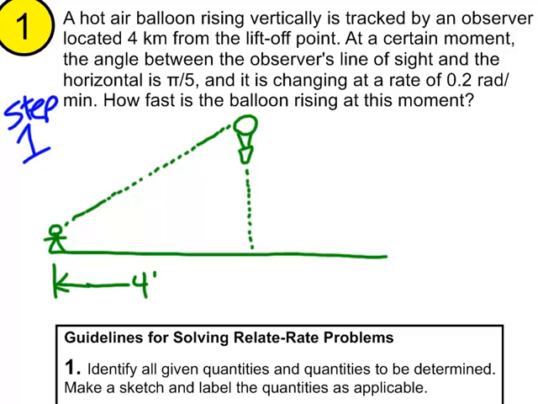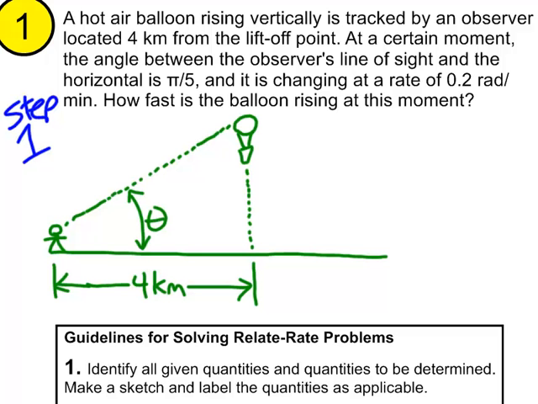And notice that that 4 kilometers is not going to change. There's nothing that suggests that that observer is going to get any closer or further away, at least in the horizontal direction, from the balloon. So we'll go ahead and put 4 kilometers. In contrast though, when the problem states that that angle is pi over 5, the angle between the line of sight and a horizontal, we are not going to label that pi over 5 because that is a variable quantity. We are going to simply call that theta.